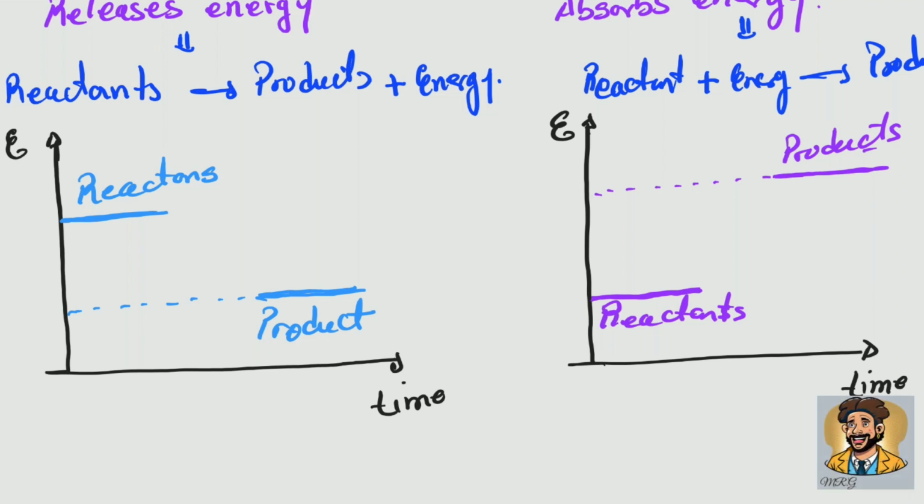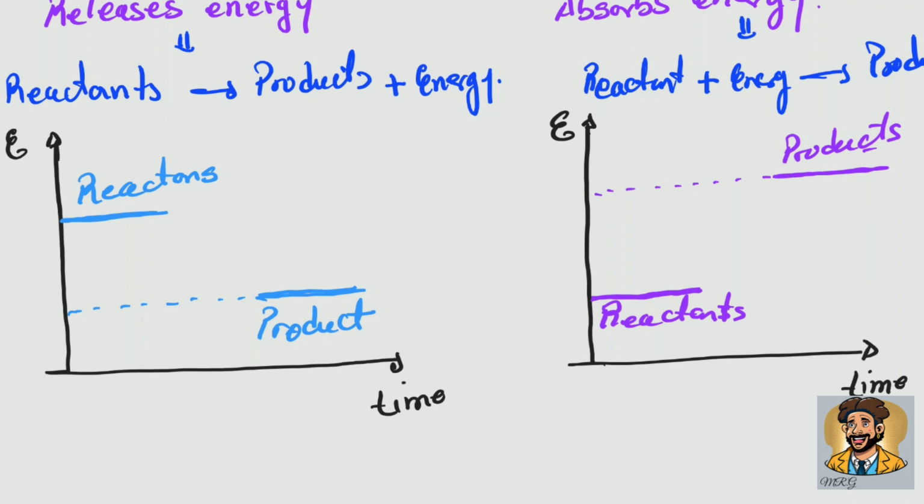So going back, in the exothermic reaction, the reactants have a certain amount of energy. It does give away some energy, so the product will have energy which is less than the energy of the reactants.